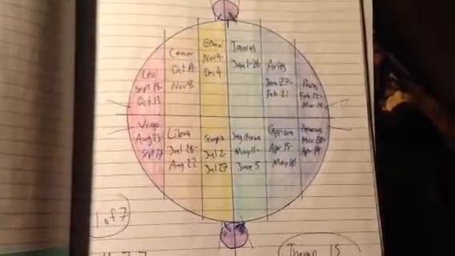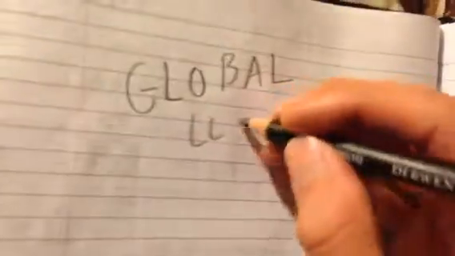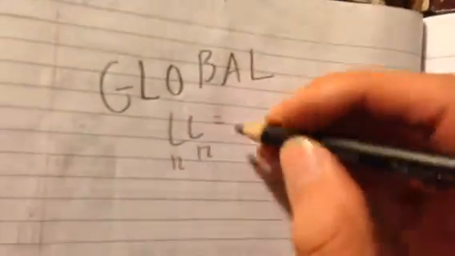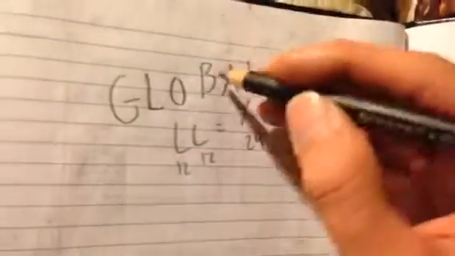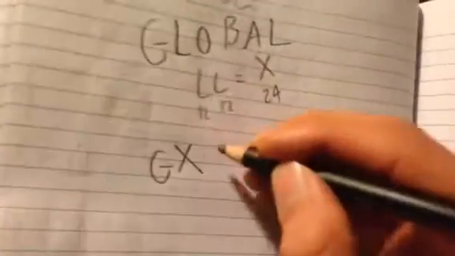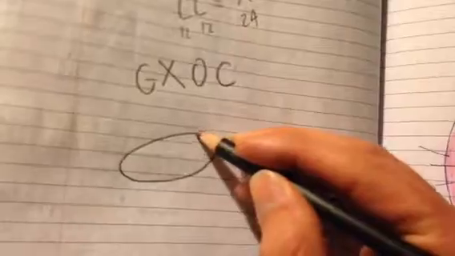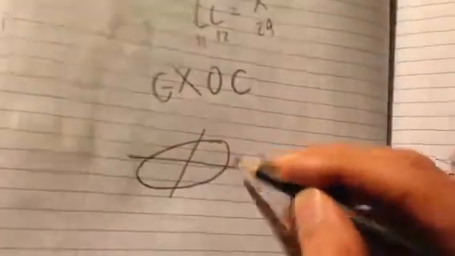Now, when I was thinking about the word global, let's do that really quickly here. Long time ago in a galaxy far, far away, Kevin depicted global. Now, global, I see the two L's. The two L's is a 12, the 12th letter of the alphabet, which is 24, an X, and your BA is essentially a C. So I reduce this to G, X, O, C. And when I do this, I have a circle with an XY axis in it.